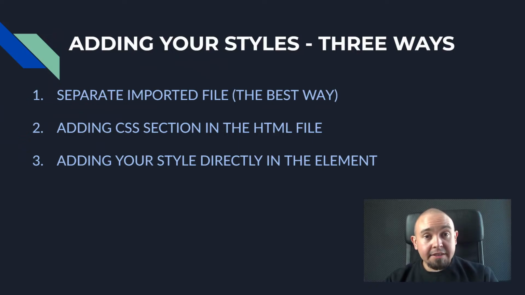But how can we add CSS styles to our HTML code? There are three ways to do so. The best and recommended way is to import a separate file with your CSS styles to your HTML code. The second way is to place a section with the CSS code in your HTML file. The last way is to put your style directly in a specific HTML element. Let's see it in our examples.